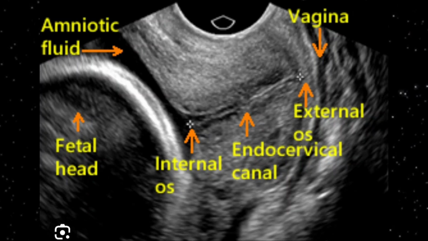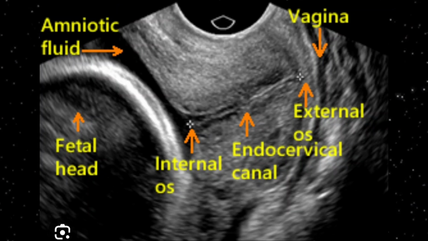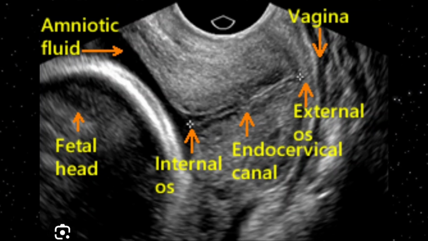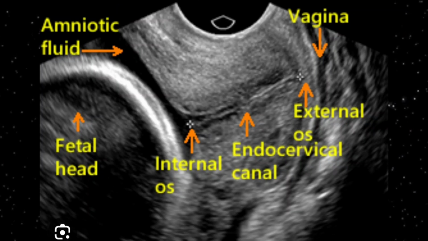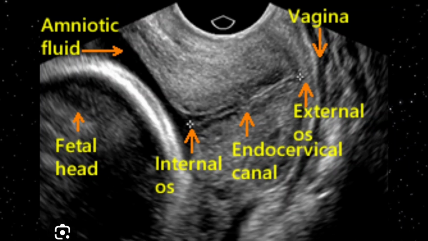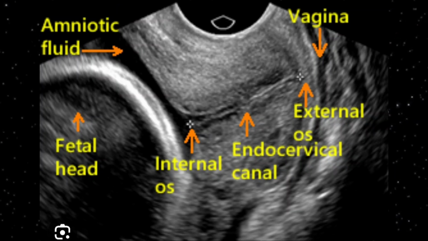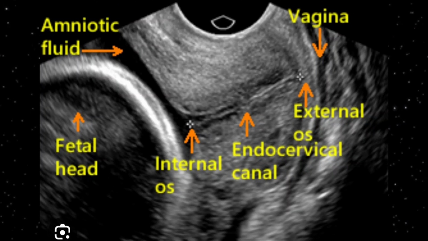Just next to the internal os, there is the endocervical canal, which is also very important. It should be collapsed, because normally during pregnancy there is no role for it. So this is called the endocervical canal.